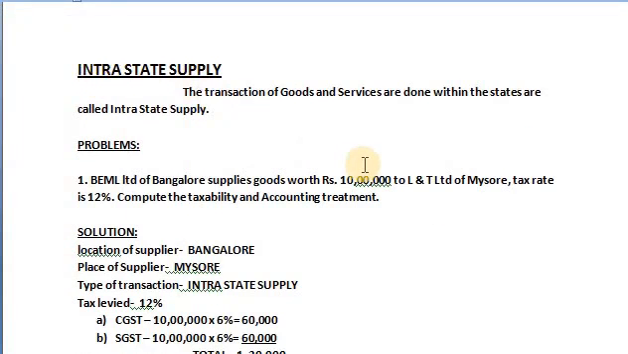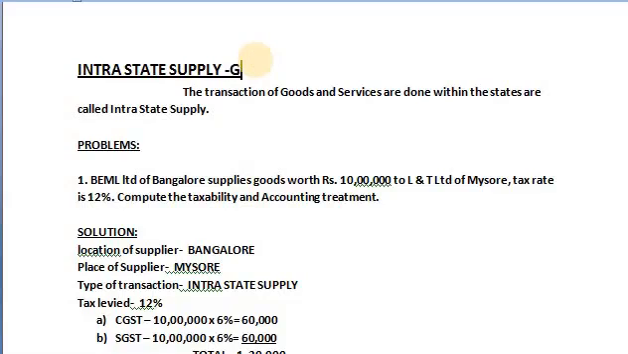So here we will be calculating the tax. In order to calculate the tax, as I have told you very clearly in the previous classes, first we have to check what type of supply it is, whether it is intrastate supply or interstate supply. Intrastate supply is nothing but the transaction of goods and services done within the state. And when there is an intrastate supply, what type of tax will be applicable?